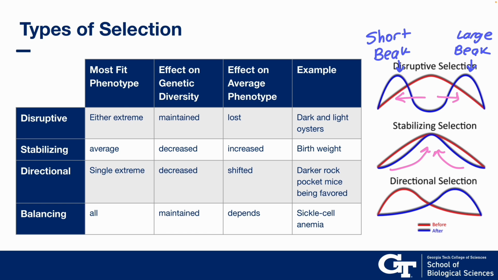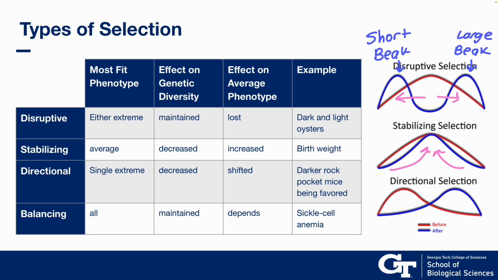Stabilizing selection, the opposite happens. We are shifting away from two extremes and we're going right to the average phenotype. So we're going to decrease genetic diversity because we're prioritizing one thing. However, the average phenotype, the middle, is going to increase, right? So just kind of think about these graphs. Disruptive selection, we have the two hills because we're moving that way. Stabilizing selection, we have a bell curve, we're moving right towards the middle.